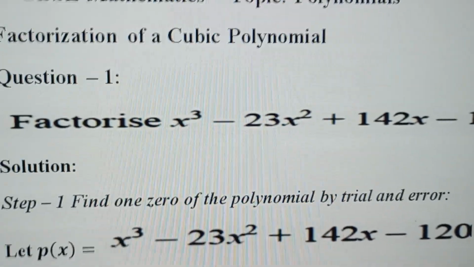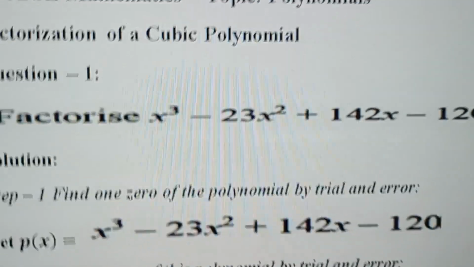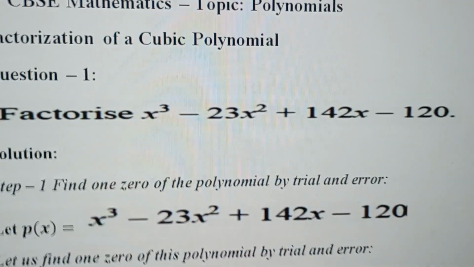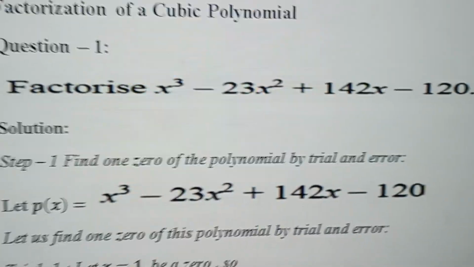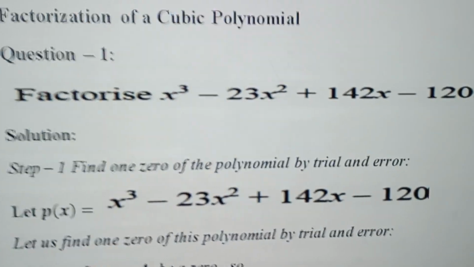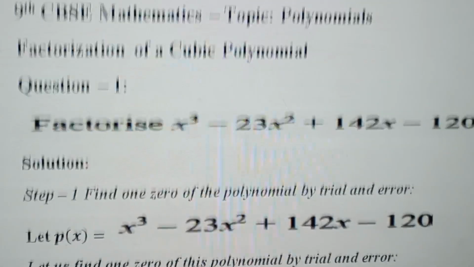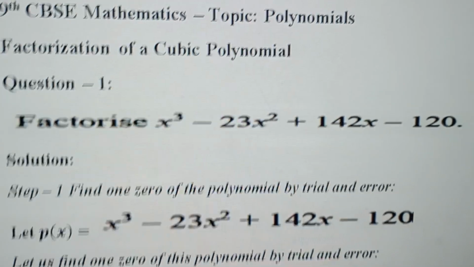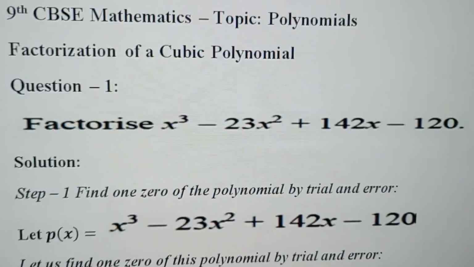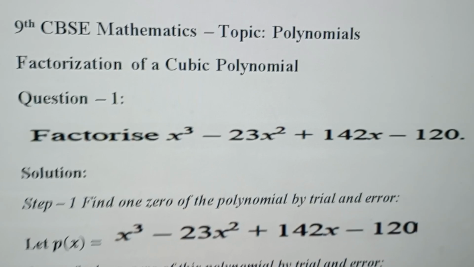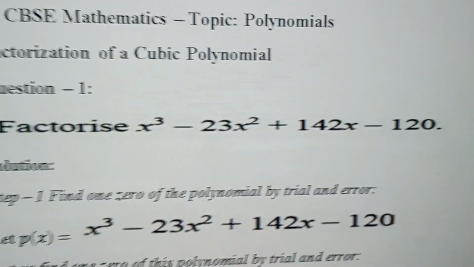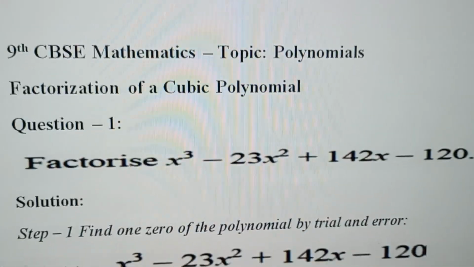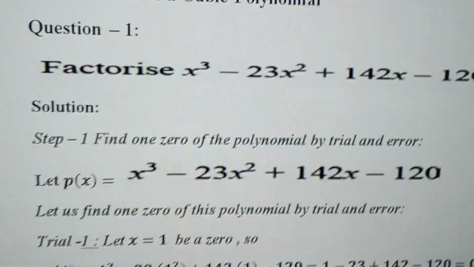Factorize x cubed minus 23x squared plus 142x minus 120. This can be solved quite easily. This is a fairly easy question, but it has to be solved in steps. Pause this video and try to solve this problem. And let us see the solution.